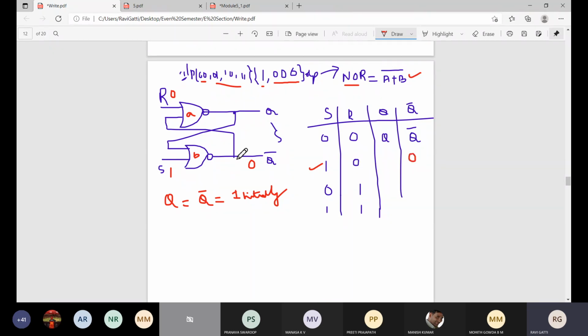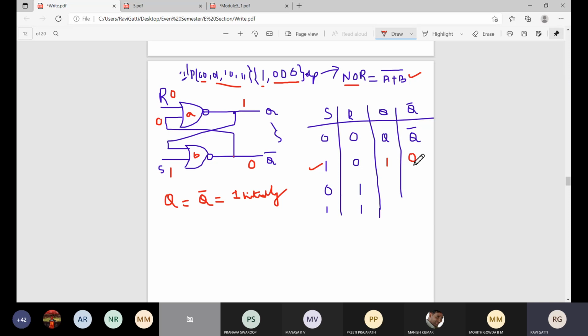Now you can see this Q bar is fed back to gate A. So the inputs to gate A are 0 and 0. What is the output of the NOR gate? 1. Yes, so Q will be 1. So when S is equal to 1 and R is equal to 0, the outputs Q and Q bar are complements of each other, 1 and 0.